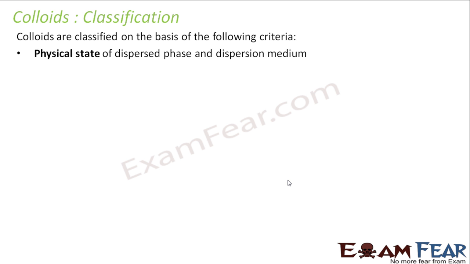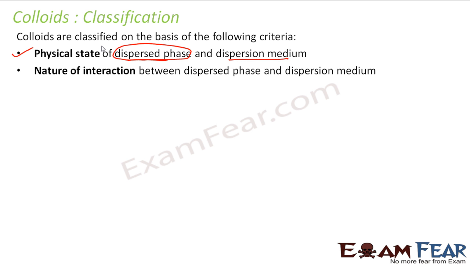So having understood the definition of colloids, dispersed phase and dispersion medium, now I will classify colloids. Colloids are actually classified based on three criteria. First, they are classified based on the physical state of dispersion medium and dispersed phase. The dispersed phase is nothing but my colloidal particles, and the medium is the medium to which my colloidal particles stick. That is the first classification, based on the physical state of dispersed phase and dispersion medium.